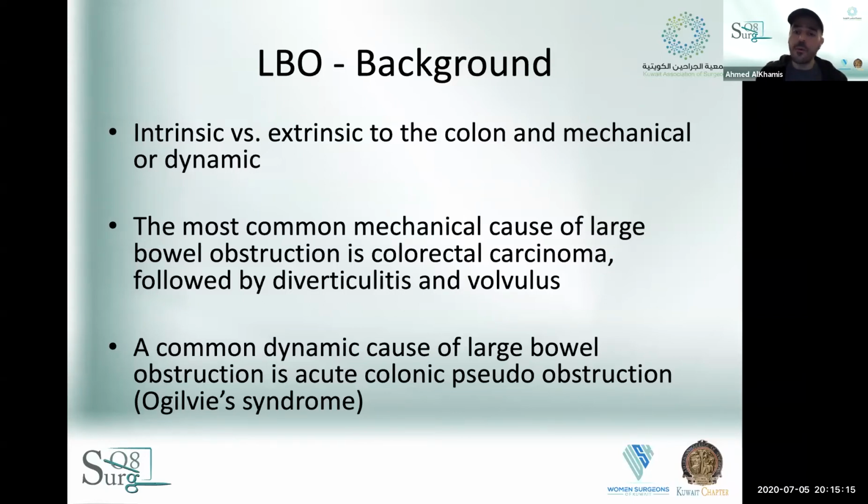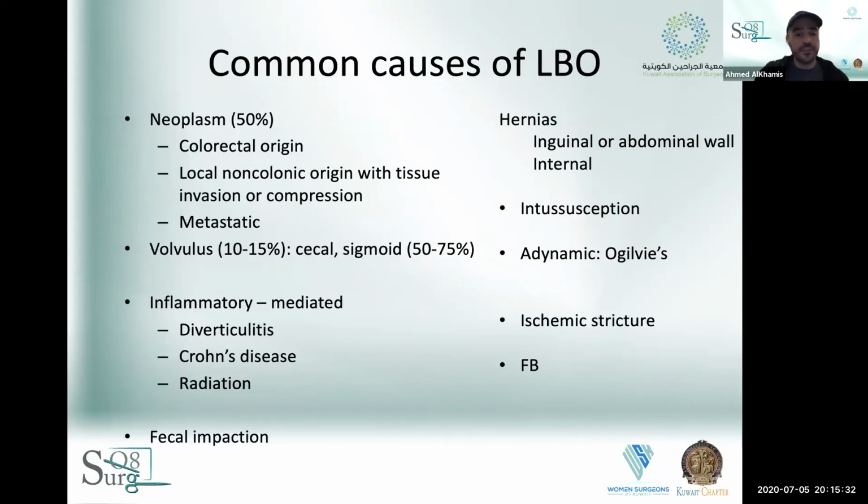In Eastern Europe, when you look at the data, volvulus is a little bit more common than maybe colorectal cancer. And then you can also look at it, is it a dynamic cause of large bowel obstruction, which is what we just talked about, pseudo-obstruction like Ogilvie. And I think this is a very nice division of the most common differential diagnosis for a large bowel obstruction. Most common is neoplasia, volvulus, inflammation. I think diverticular disease and Crohn's, you guys are going to talk about in different lectures.